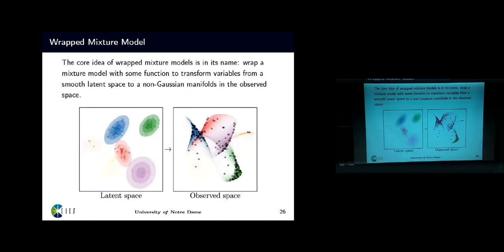And the core idea is essentially in its name. So we're going to take a mixture model, on the left, and wrap it in some sort of function that transforms the latent variables, which are determined from the mixture model, into non-Gaussian manifolds. The idea is that instead of using this as the direct output, we're going to map it through some sort of function to get a much more complex output. Yet, we'll also retain the structured representations.